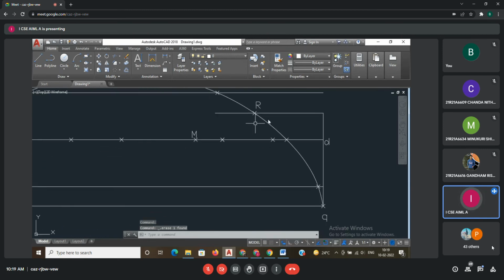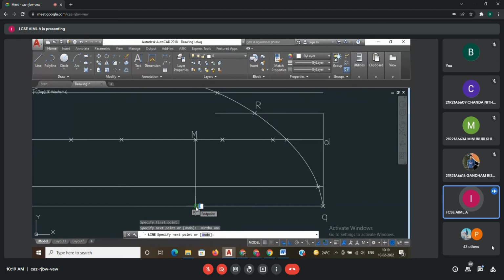Now I got the R point on the cycloid at a 35 mm distance from the base. After that, how did I get this M point? R as center, CP as a radius, I have drawn one arc. That arc will intersect the axis line at point M. Okay. After that, from this point M, I will draw one vertical line up to the base.